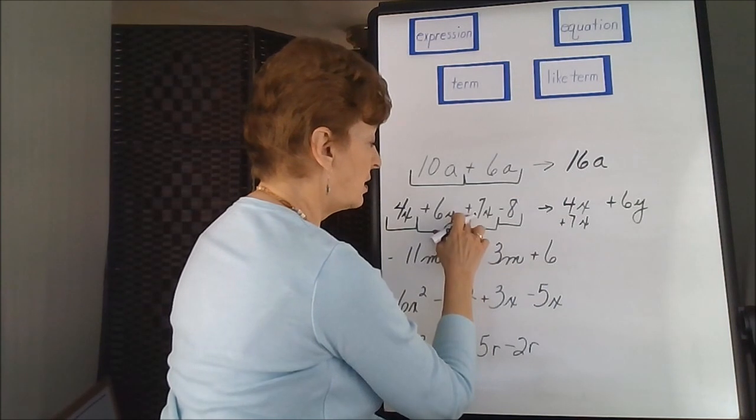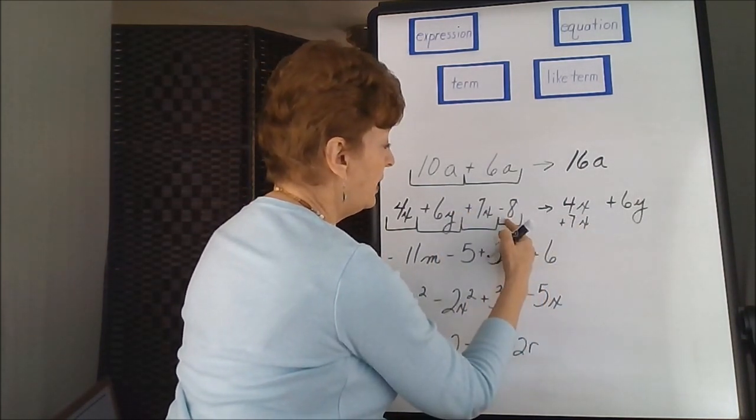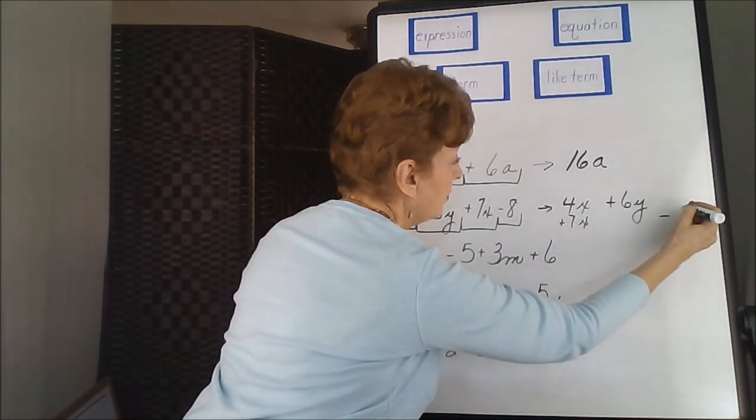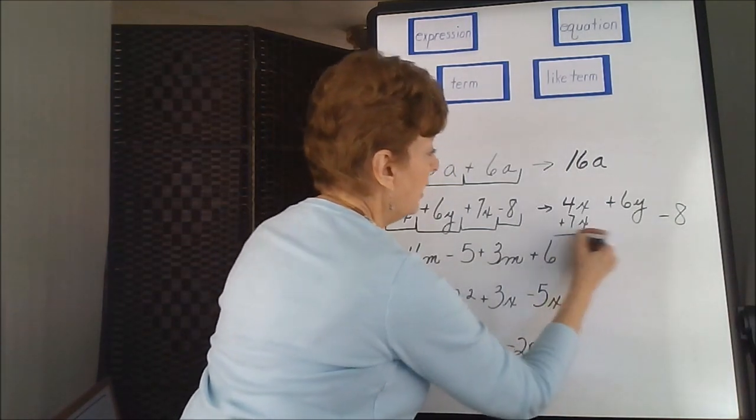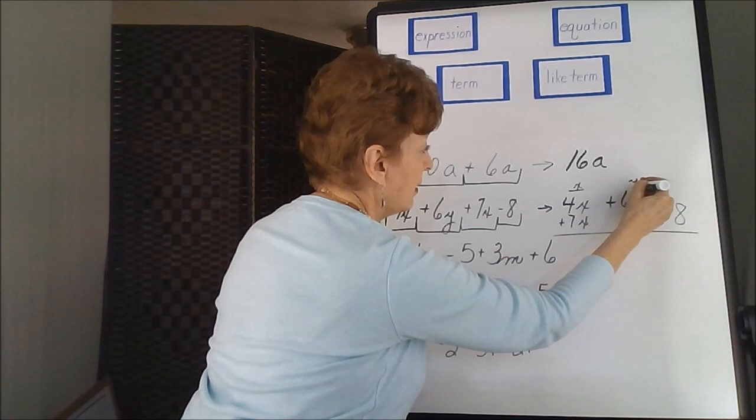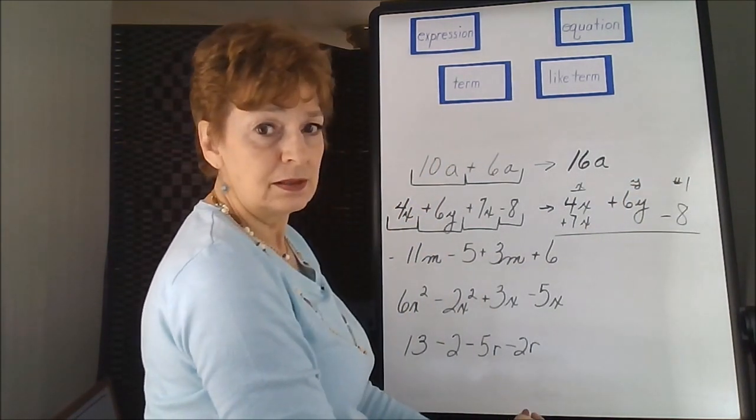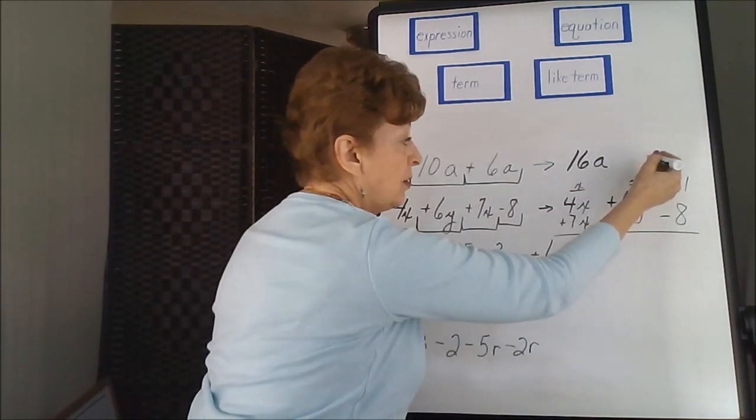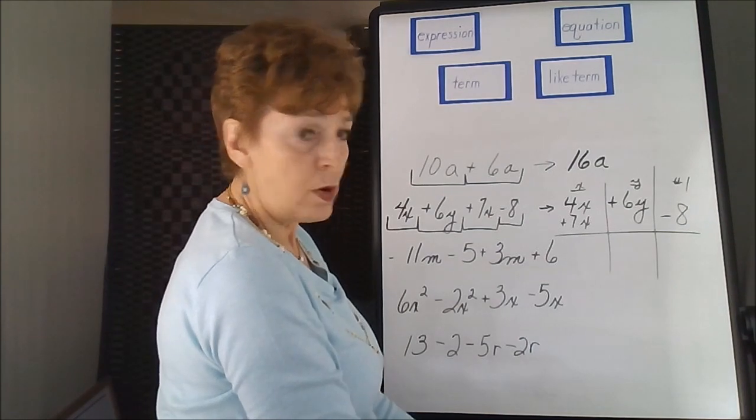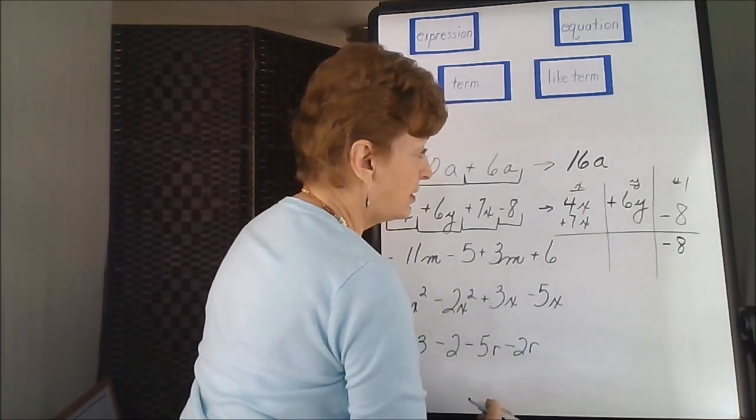Notice I took the sign, and then the 8 is a constant. So that has a separate column of its own. In fact, you can think of this as the x column, the y column, and the plain number column, the constant column. And when you combine these, it's almost like you're combining them in rows. You have a negative 8 that is just dropped into position.